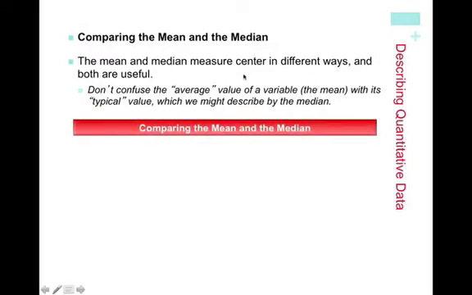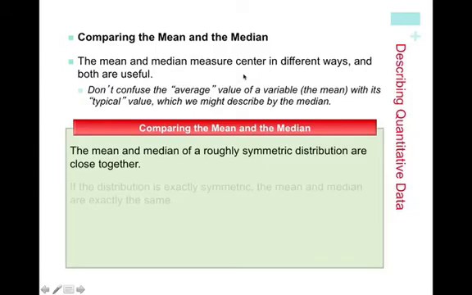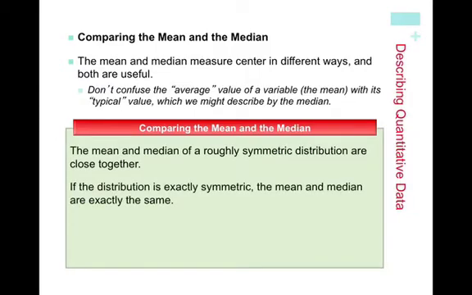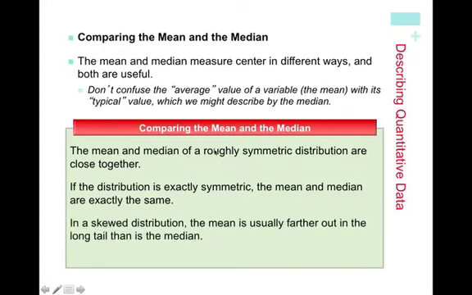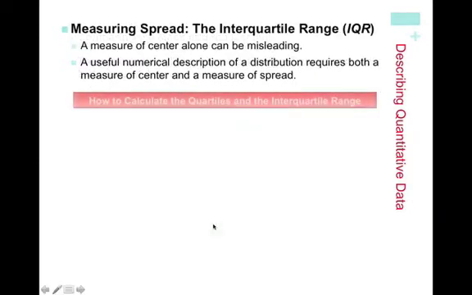As you know, they measure center in different ways. Remember, when a distribution is roughly symmetric, the mean and median are close together. If it's perfectly symmetric, they would be exactly the same. If the distribution is skewed, the mean is usually farther out in the tail. If it's right skewed, the mean would be further out in the right. If it's left skewed, the mean would be further out in the left.